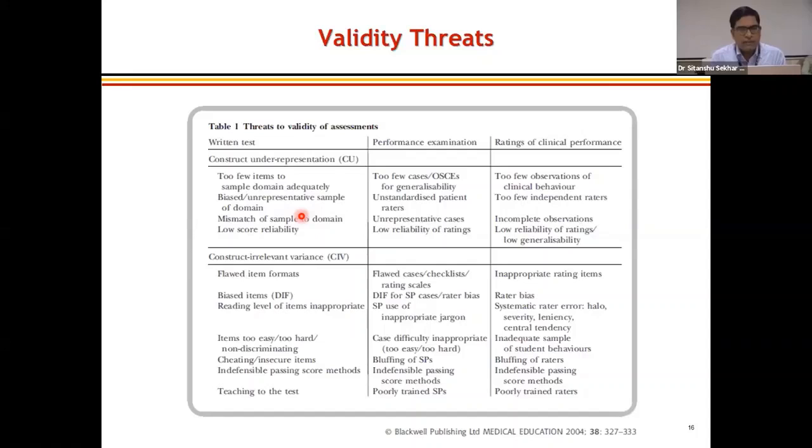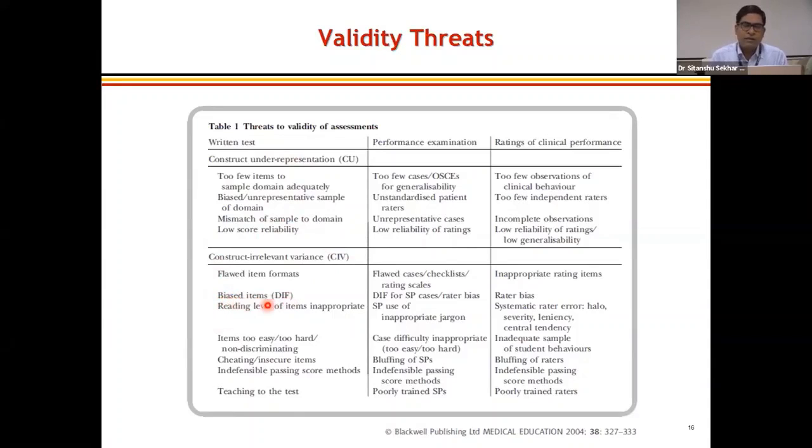So in that case, a few items are being asked and we are not covering the whole area. In this case, we are actually committing the error of construct underrepresentation. And in a blueprint, if we develop it properly, it tries to address this issue. The second thing is construct irrelevant variance. In this case, I'll highlight one point about biased items.